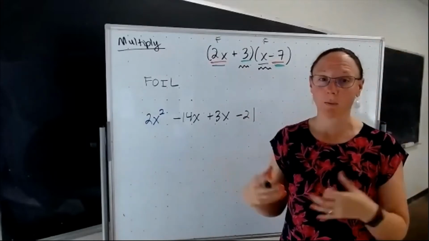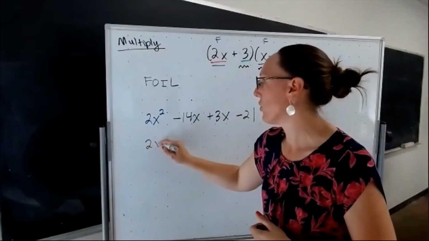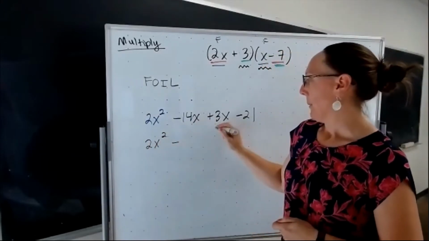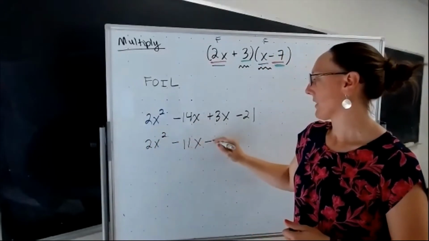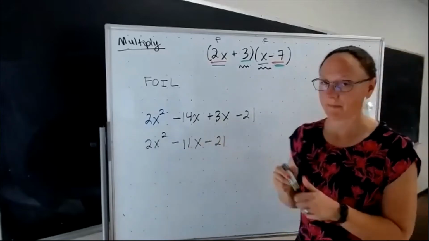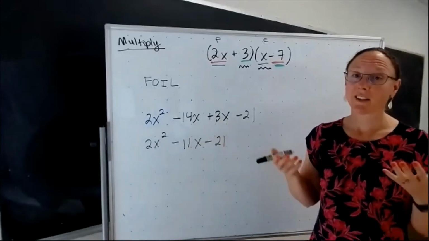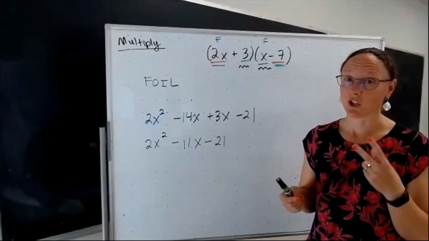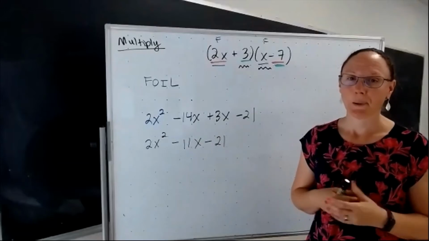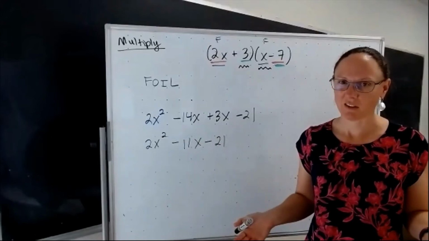Then I want to make sure to combine like terms. I'd have 2x squared minus 11x minus 21. FOIL is great, specifically if I have two terms with two pieces. But after that, it kind of fails.